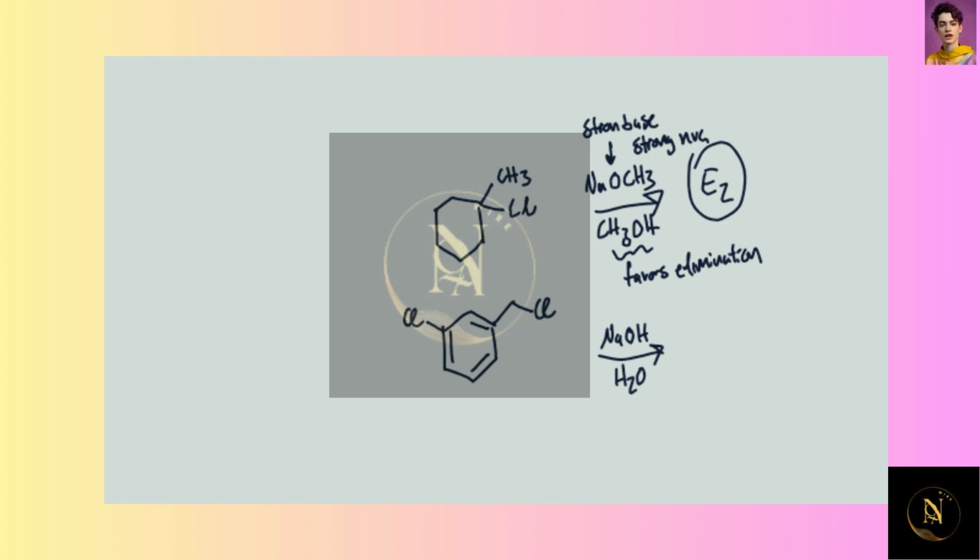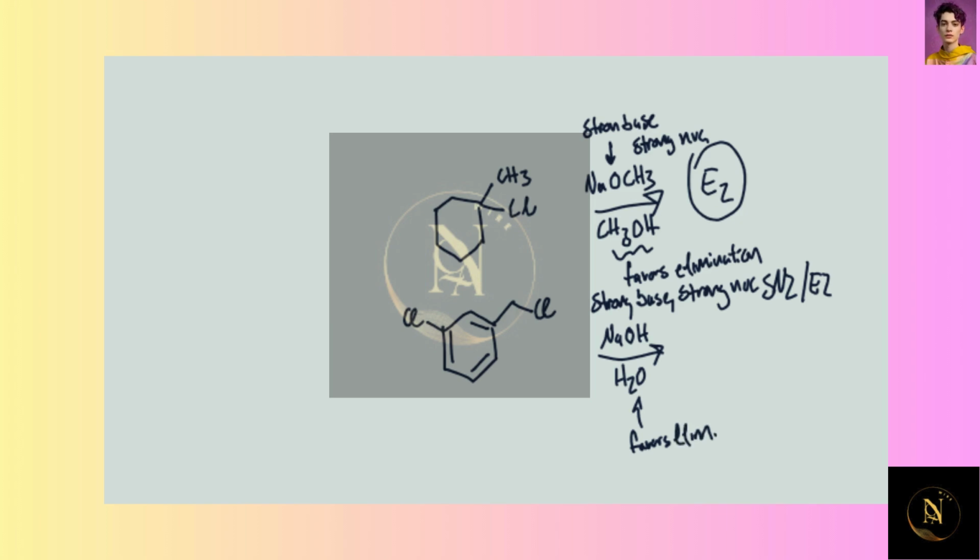Now, let's look at this case in which we have a primary chlorine, right? Primary carbon bearing the chlorine, and sodium hydroxide in water. Now, you may think, again, well, this is a strong base, strong nucleophile, which is true. So you're talking about SN2 versus E2. And then you may look at the solvent and say that this is polar protic and therefore favors elimination.